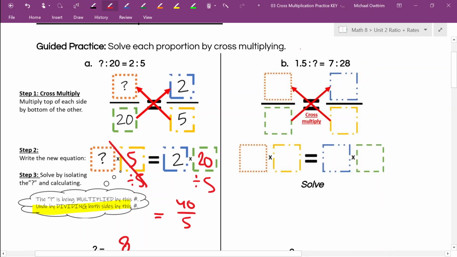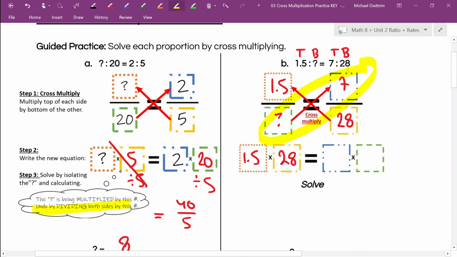Likewise, in the next question, I'm going to go ahead and set up top, bottom, top, bottom. So I'm going to have 1.5 over question mark is equal to 7 over 28. I next want to cross multiply, so I'm going to multiply the top of the left side by the bottom of the right side. So that'll be 1.5 in the orange box and 28 in the yellow. And then I'll also multiply the top of the right side by the bottom of the left side. So that'll be 7 times question mark, 7 in blue and question mark in green.